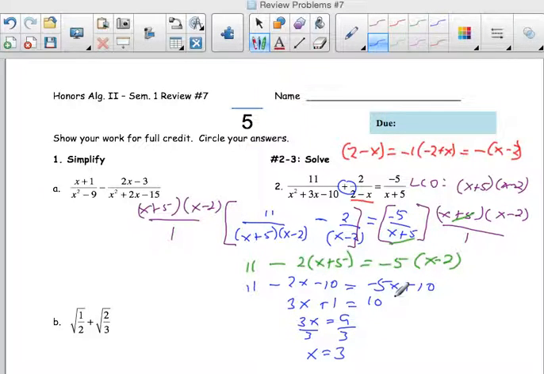And now I better make sure that 3 is part of the domain because I multiplied by variables. And it turns out that 3 is in the domain. The only values that are excluded from the domain would be values that make the denominator 0. So the domain is really all real numbers except x cannot be equal to 2 or negative 5. Since we got a solution of 3, that's going to work, and that is our answer.